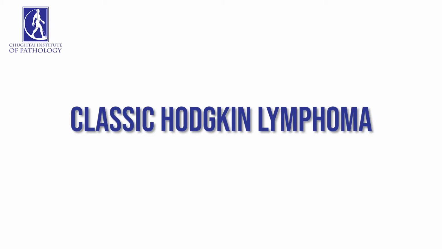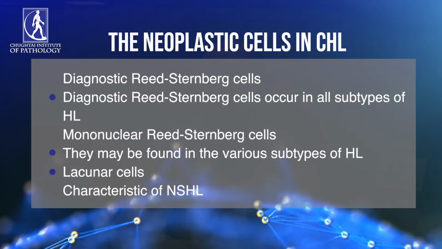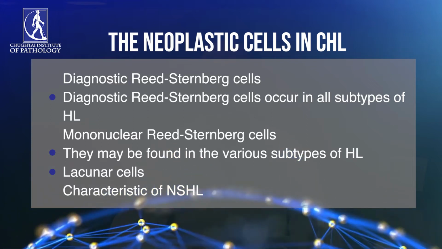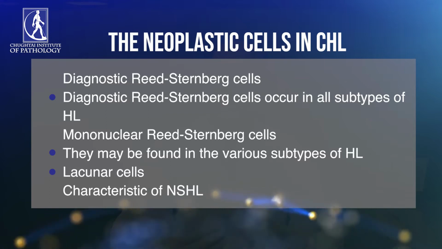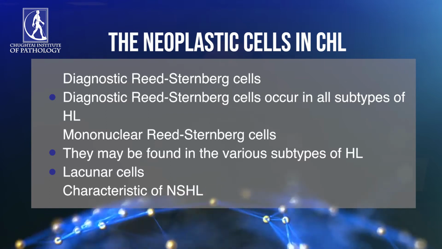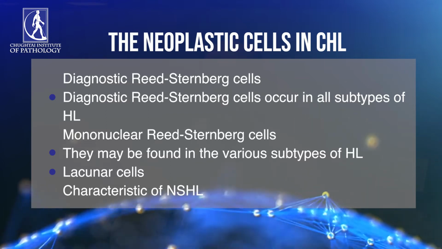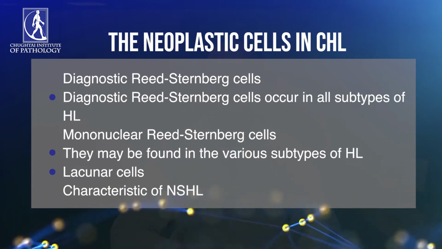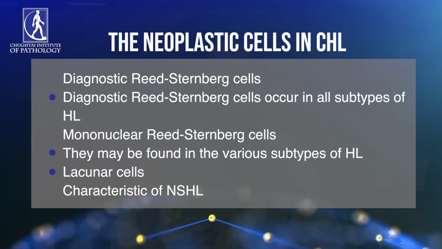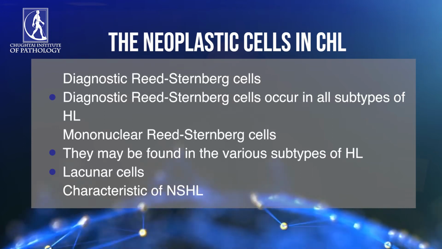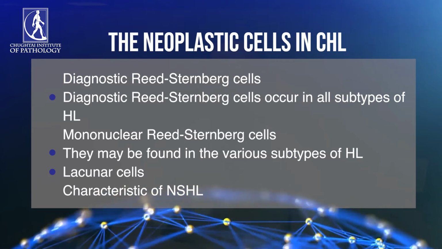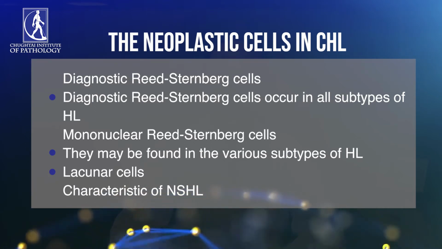Now I will move on to how you can diagnose a case of classic Hodgkin's lymphoma. The more important thing regarding diagnosis of classic Hodgkin lymphoma is to know what the neoplastic cells present in classic Hodgkin's lymphoma are. In classic Hodgkin's lymphoma, either you see classic RS cells or you see different variants of classic RS cells, and the different variants are mononuclear RS cells, lacunar RS cells, or pleomorphic RS cells.